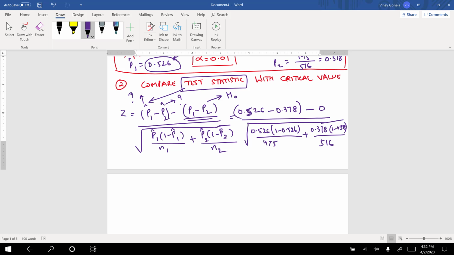If you calculate this, on the numerator you will get 0.148, and on the denominator you will get 0.0313. So this would be z equals 4.73.